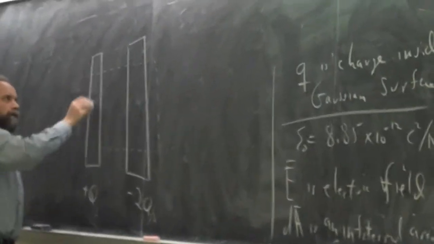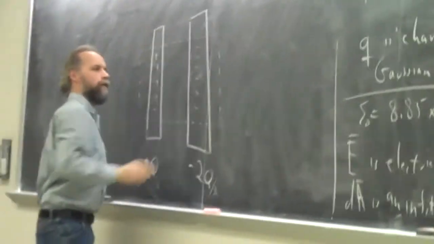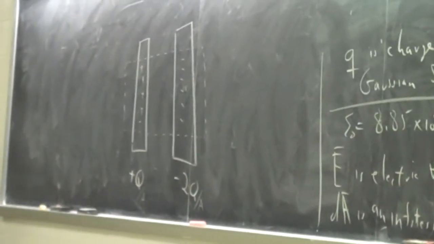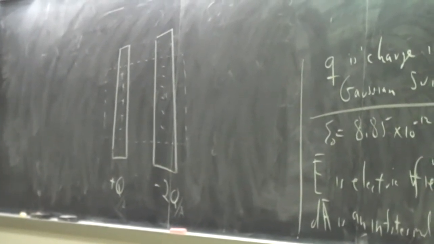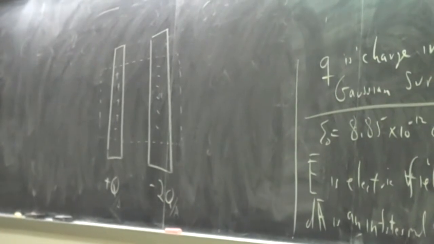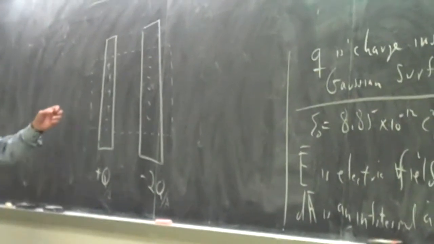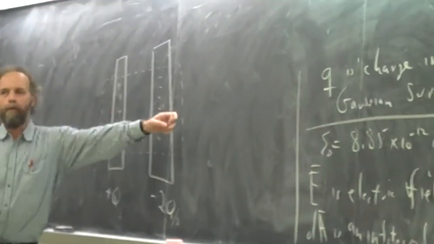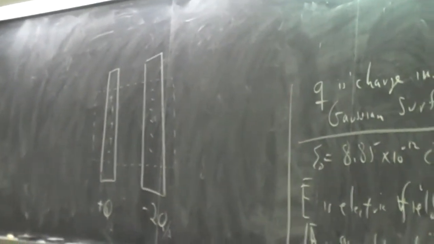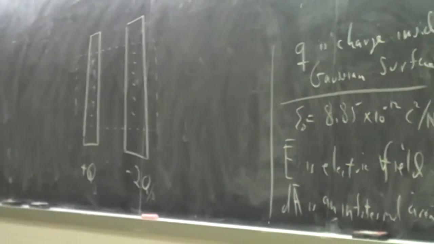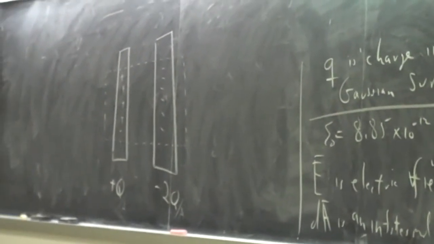Q over here, in this section, and minus 2Q over here. So if I enclose a Gaussian surface around both of them, how much charge is in there? There's minus Q total, right? And if you think about it a little bit, if I'm to the left or the right of this, it doesn't really make any difference as far as the electric field. I'm looking at a total charge of minus Q in that box.